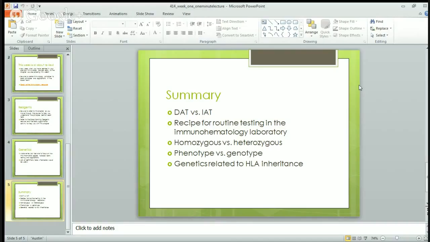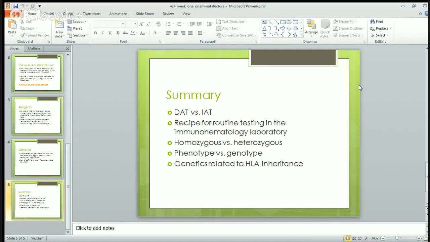Also, as we talked about just a minute ago, the recipe for routine testing in the immunohematology laboratory, and how we manipulate that recipe to find the answer that we want. Also, these last three bullets are definitions that come out of your genetics chapter.